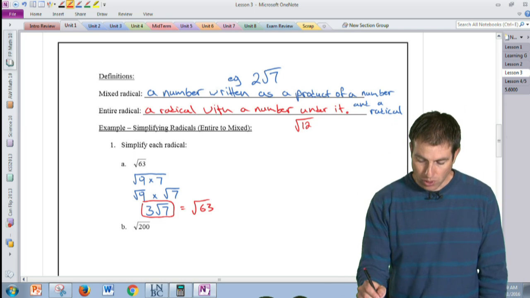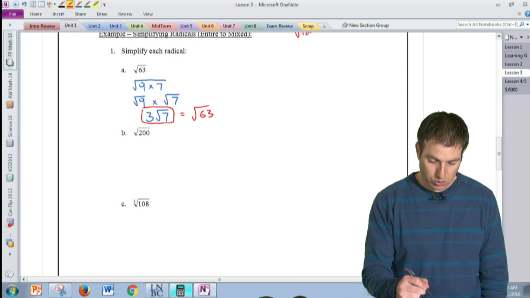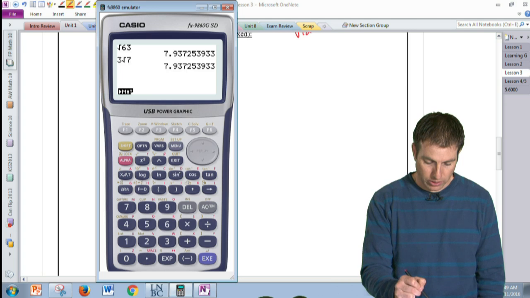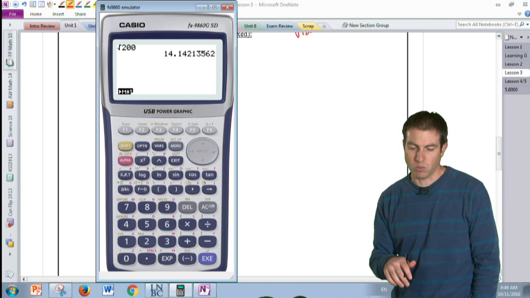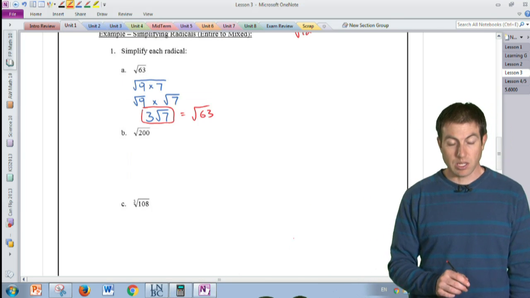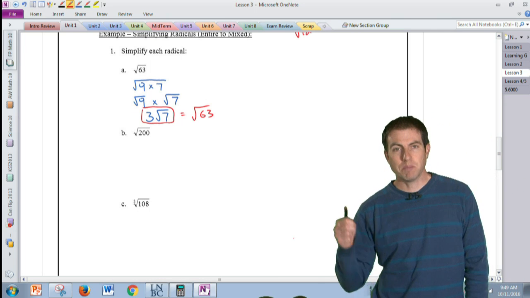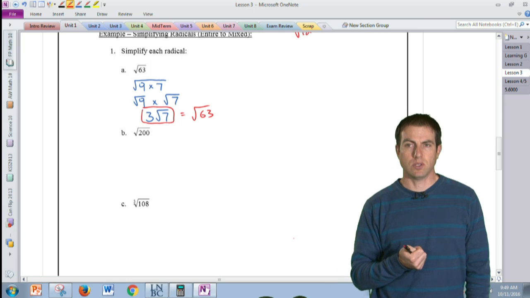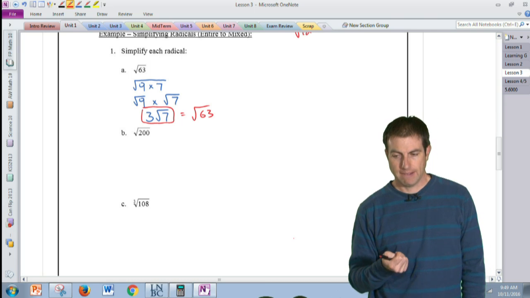All right, square root of 200. 200, not a perfect square. I can go square root of 200 in my calculator if I want, but it's not just a nice integer number. It's 14.14213562. That doesn't help me at all. Can anyone think of a perfect square that goes into 200? What is the biggest perfect square that goes into 200? Are there any perfect squares that go into 200?